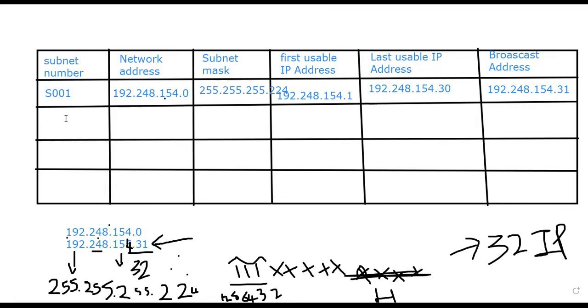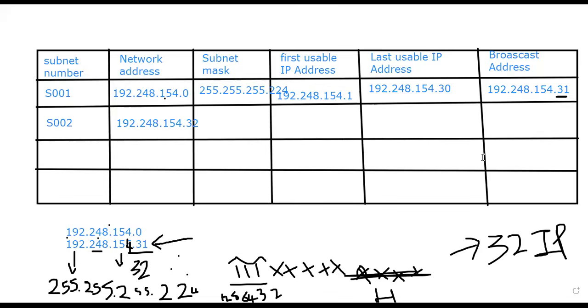Then the next one, subnet number S002. Of course you can do it very easily. Before, the network address was 0, but we had 32 addresses in the first one, so it ended with 31. The next one needs to start from 32. So 192.248.154.32.